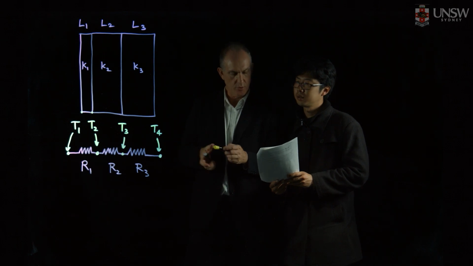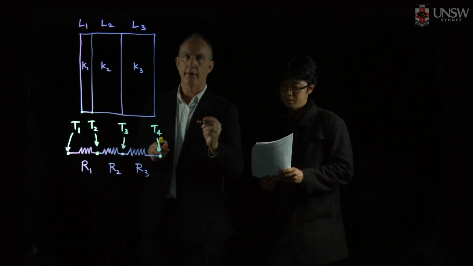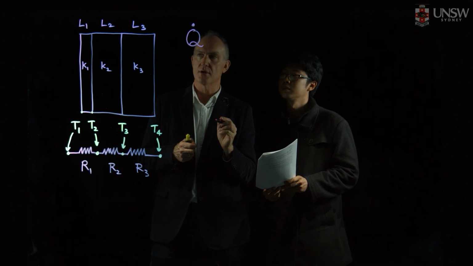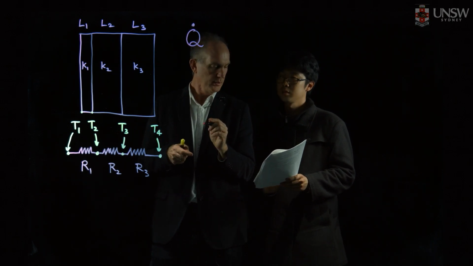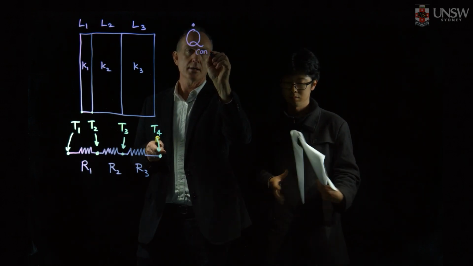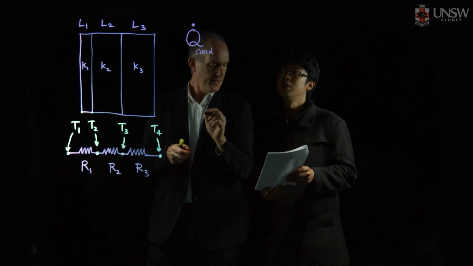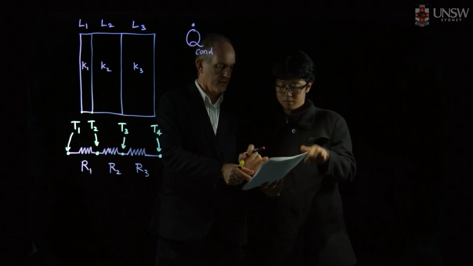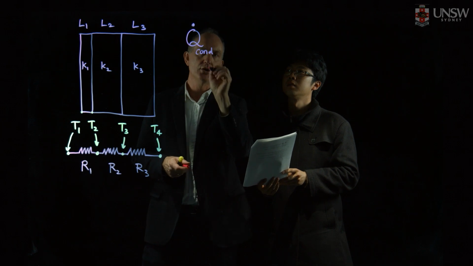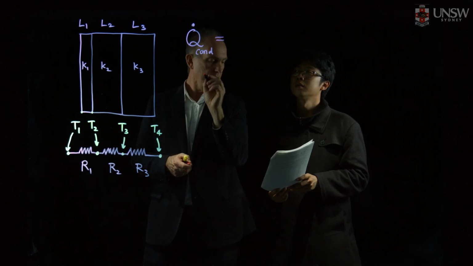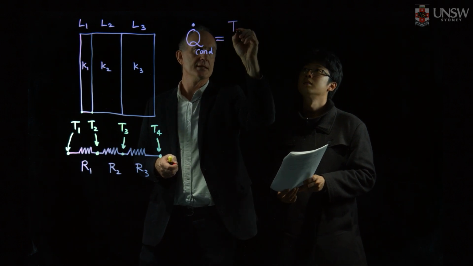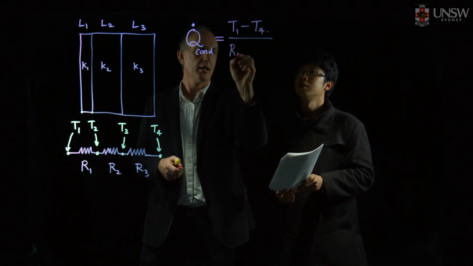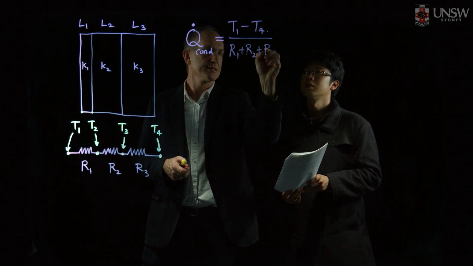Yeah, so I think in the question as it's written, we're told that the rate of heat transfer through this multi-layer wall, Q dot conductivity, is equal to (T1 minus T4) divided by (R1 plus R2 plus R3). We're told that's the equation that describes the heat transfer.